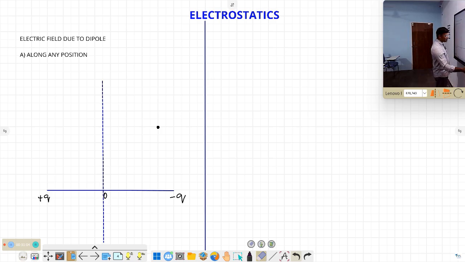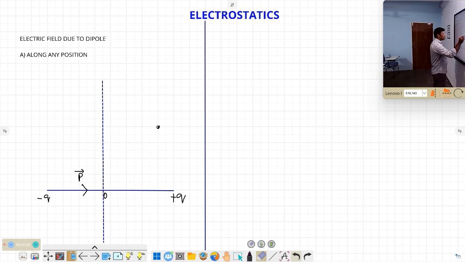In this case I take the negative charge here, and the positive charge here. What is the direction of the electric dipole moment? It is always in the direction of negative to positive. This is the direction of the dipole moment P. Now I take the equatorial line, and I can take the axial line also.